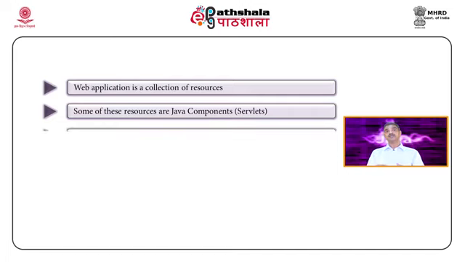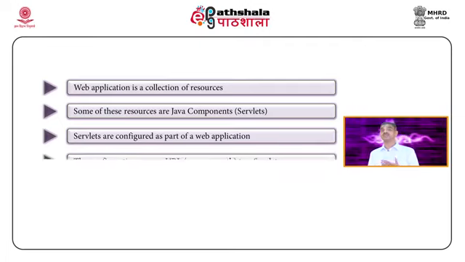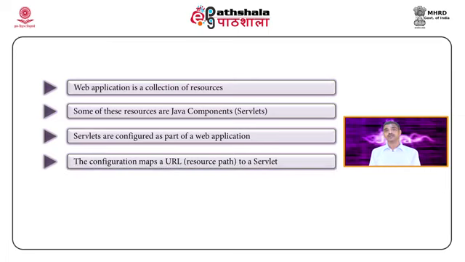So, within the configuration for a particular web application, we may configure several servlets to be part of the application. And then, within this configuration, we also map a URL pattern to a resource. A URL identifies a resource. So, we map a URL pattern with our servlet, which is a simple Java component. We will see what kind of Java component it is very soon. So, this is what comes as part of the configuration of a web application.